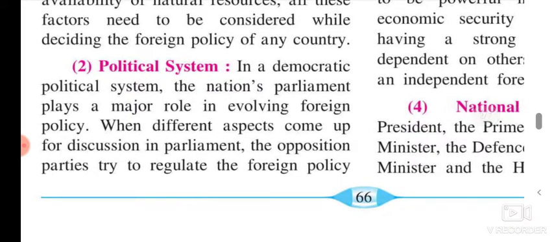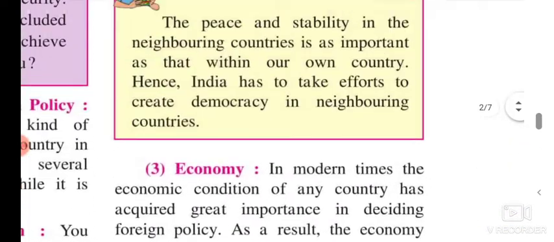Second, political system. In a democratic political system, the nation's parliament plays an important role in involving foreign policy. When the different aspects come up for discussion in parliament, the opposition parties try to regulate the foreign policy.